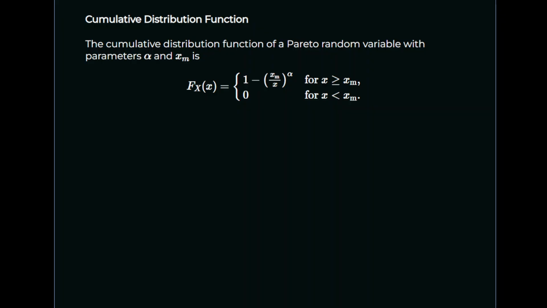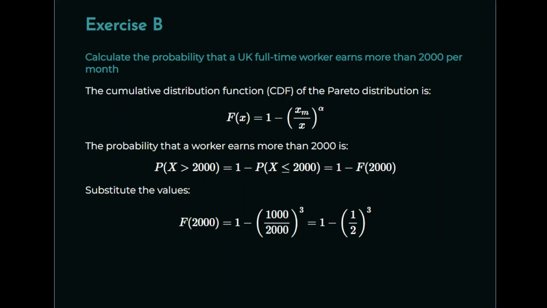The cumulative distribution function formula is as follows, and again it's based on the parameters alpha and xm. Capital F of x equals 1 minus xm divided by x, to the power of alpha, for x greater than xm, where xm is the minimum, or 0 if x is less than the minimum. We're going to be greater than the minimum in the question, and that is the case. Calculate the probability that a UK full-time worker earns more than 2000 per month. Again, this is the complement of the cumulative distribution function that we need to answer this question.